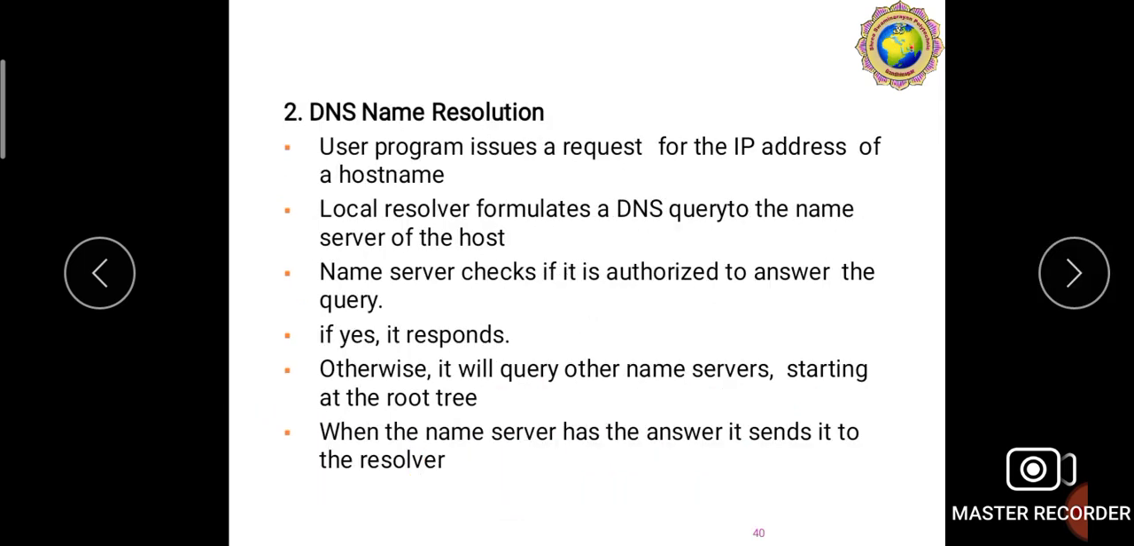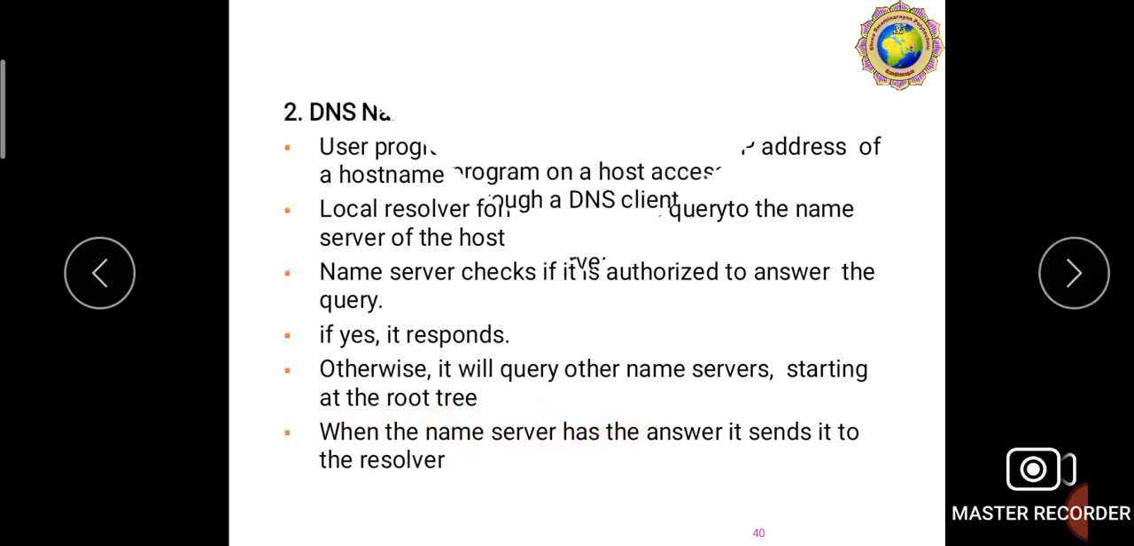Second, DNS name resolution. A user program issues a request for the IP address of a host name. A local resolver formulates a DNS query to the name server of the host, and then the name server checks if it is authorized to answer the query. If yes, then it responds. Otherwise, it will query other name servers starting at the root of the tree. And when the name server has the answer, it sends it to the resolver.